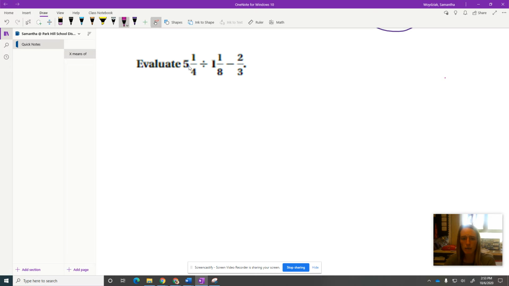So I'm going to convert this one first. 4 times 5 is 20, plus 1 is 21 over 4. I'm going to divide that by 8 times 1 is 8, plus 1 is 9 over 8. I then know that to divide fractions, all I need to do is multiply by the reciprocal.